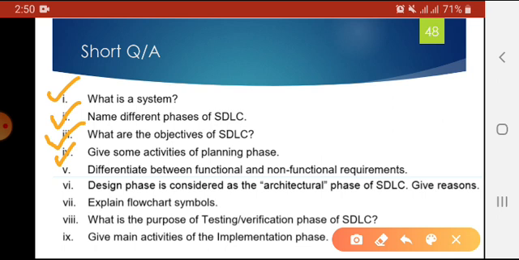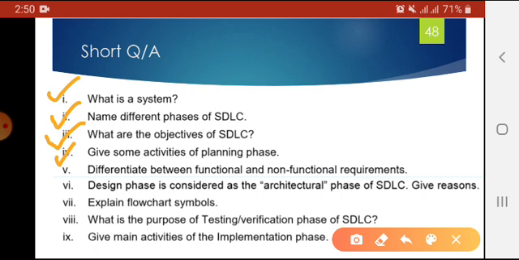At the end of the complete STLC phase, we will have a complete project that satisfies the customer requirements. So we have to spend a great time in the planning phase.